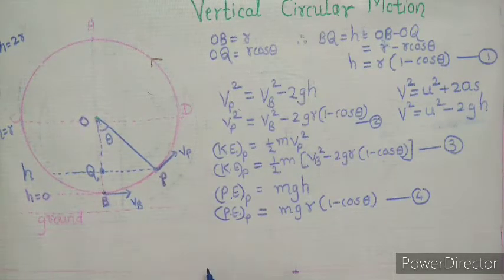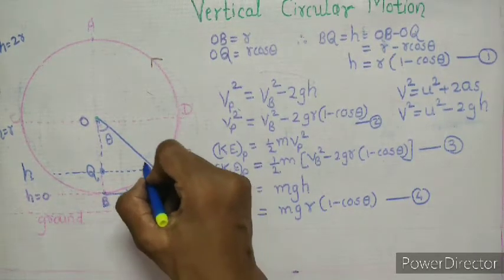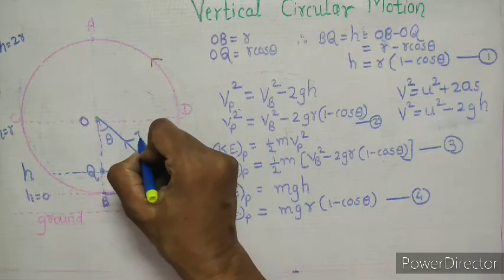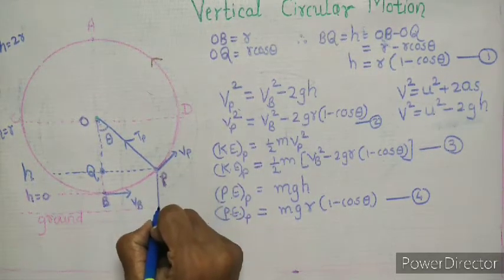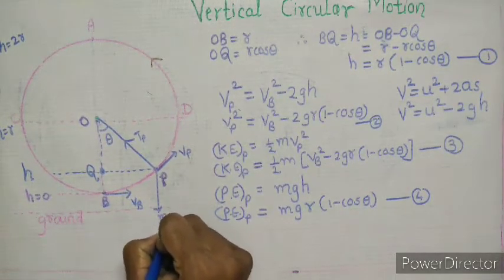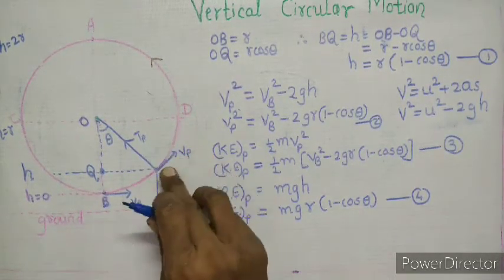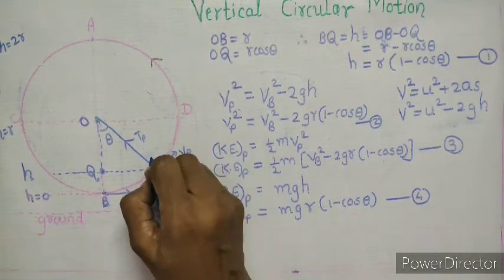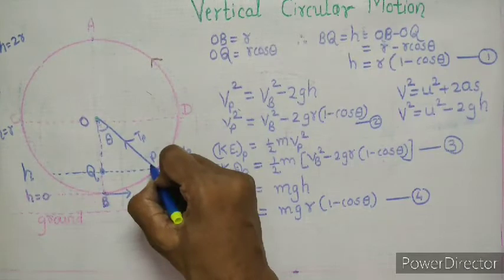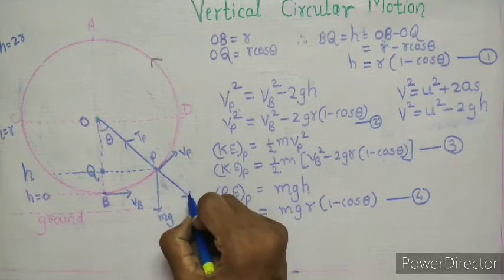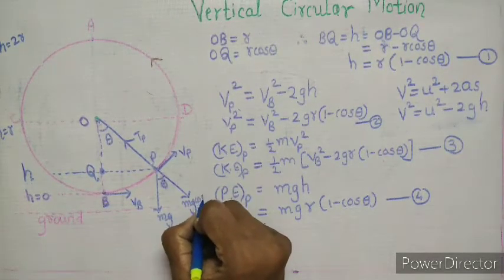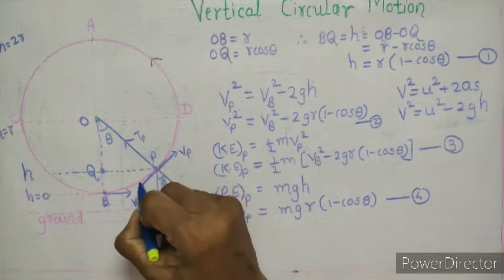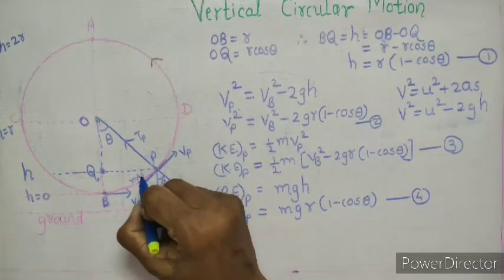Now we can write the tension. But for the tension, we have to modify the figure. So tension can be shown in this way. It is tension at point P. Here for the point P, mg is the weight vertically downward. It can be resolved into two components. Along the string, the component is, here is theta, it is mg cos theta. And perpendicular to the string, the component is mg sin theta.